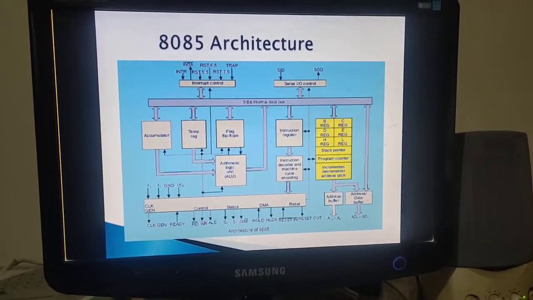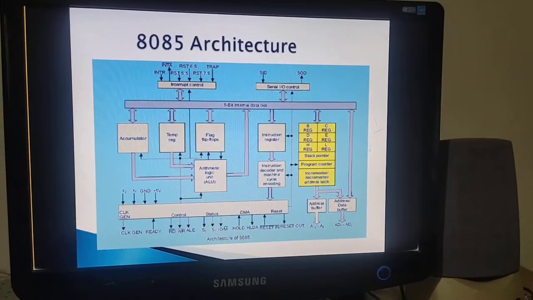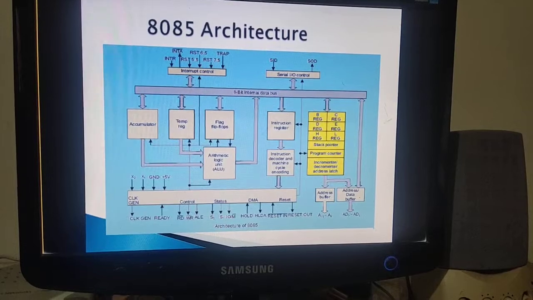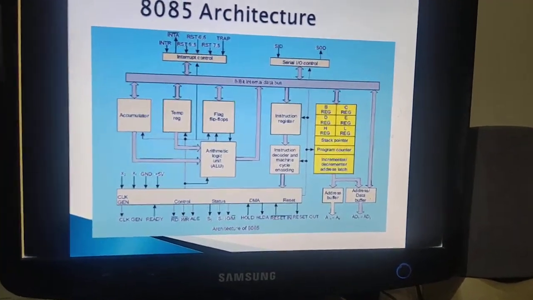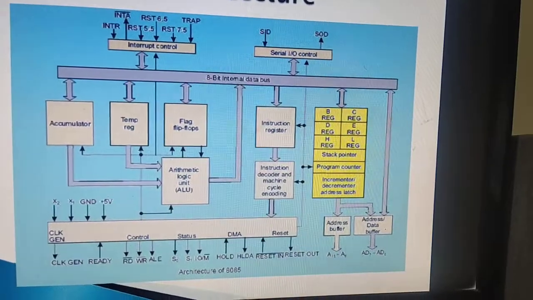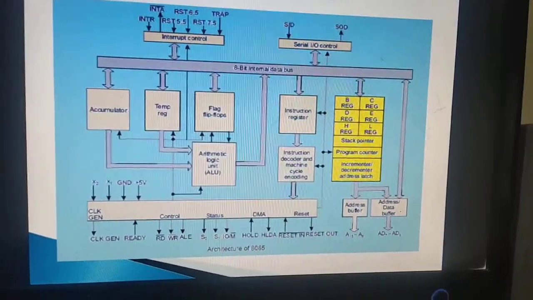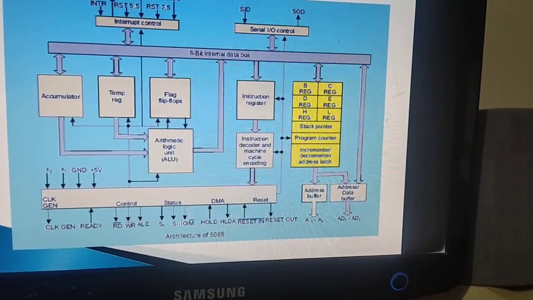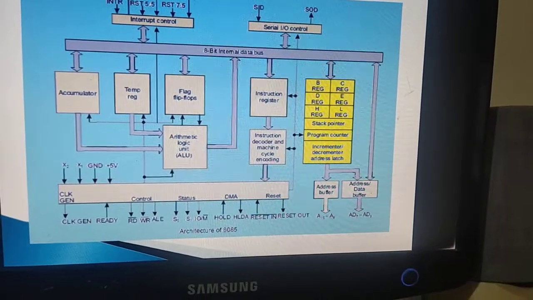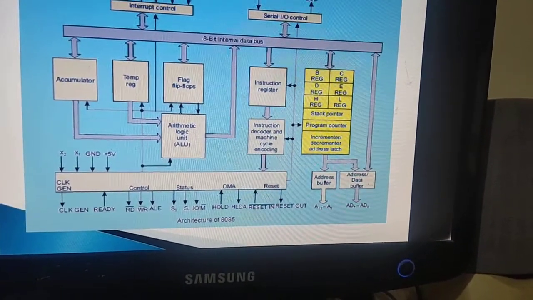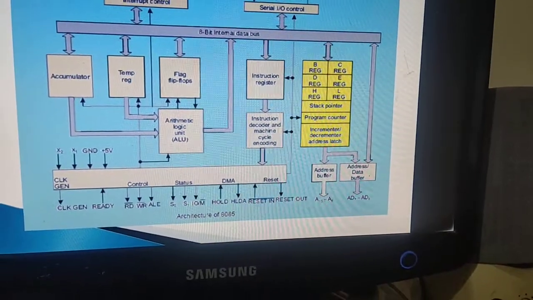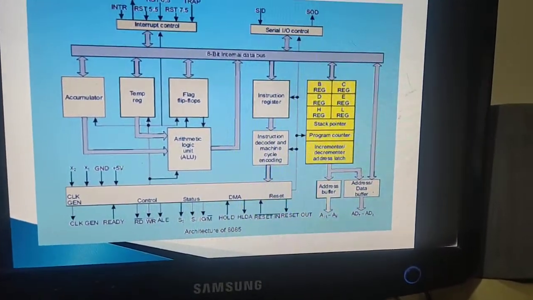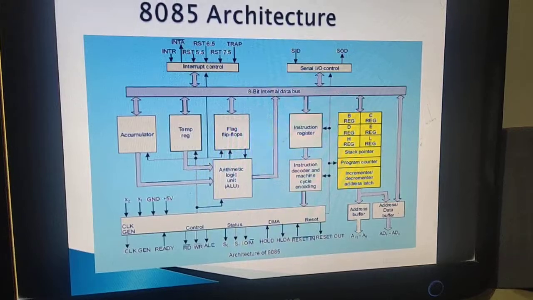Now, if you see the block diagram of 8085 architecture, you can see there are different kinds of units present in it. That is, you have interrupt control, serial input output control, the 8-bit internal data bus, which is the main part of the microprocessor, accumulator, temporary register, flip-flops, instruction register, the register sets, we can say stack pointer, program counter, incrementer/decrementer latch, instruction register, decoder and machine cycle encoding, your control unit, and the address and data bus buffer.